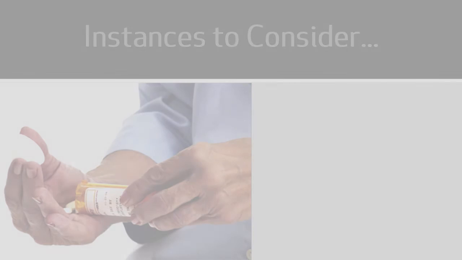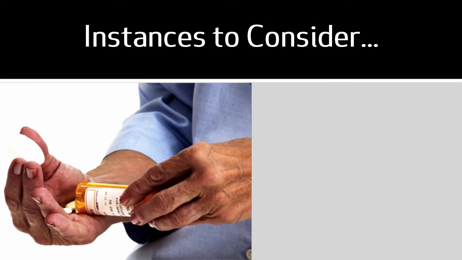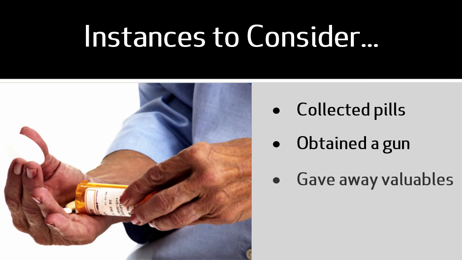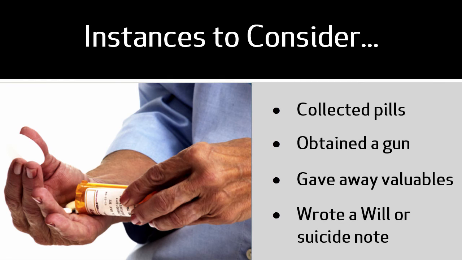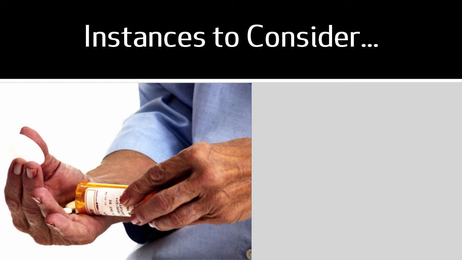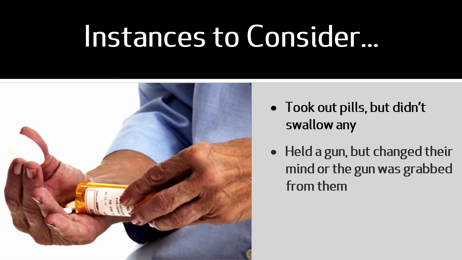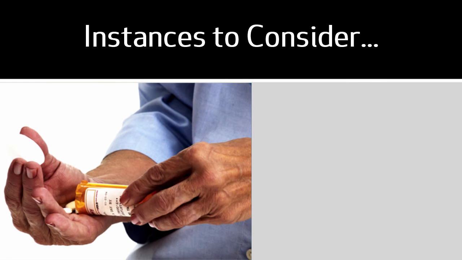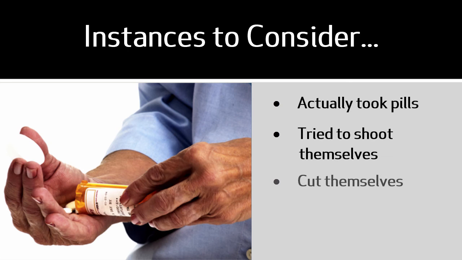Some instances to consider include if your patient has collected pills, obtained a gun, gave away valuables, or wrote a will or suicide note. It also includes if your patient took out pills but didn't swallow any, held a gun but changed their mind, or the gun was grabbed from them, or if they went to the roof but didn't jump. This also includes if your patient actually took pills, tried to shoot themselves, cut themselves, tried to hang themselves, and so on.